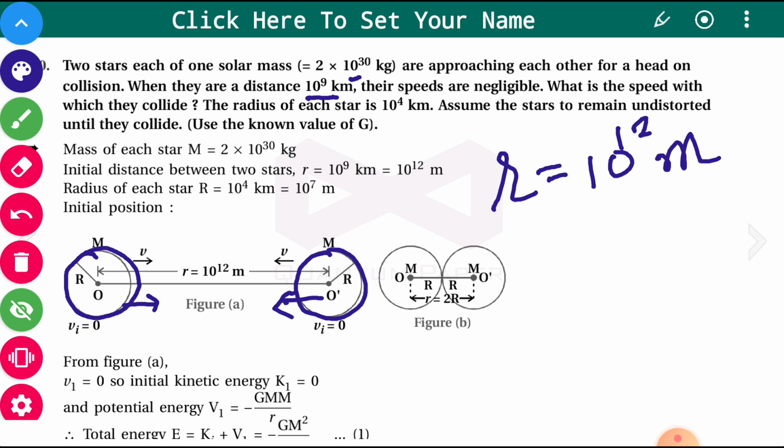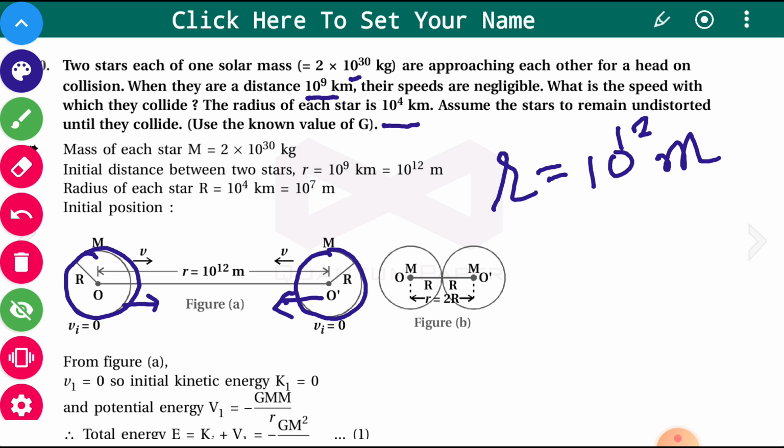Since speed is negligible, the initial kinetic energy is 0. No speed as such, initially they were at rest. What is the speed with which they collide? The radius of each star is 10 to the power 4 kilometer, meaning 10 to the power 7 meter. Assume the stars to remain undistorted until they collide.